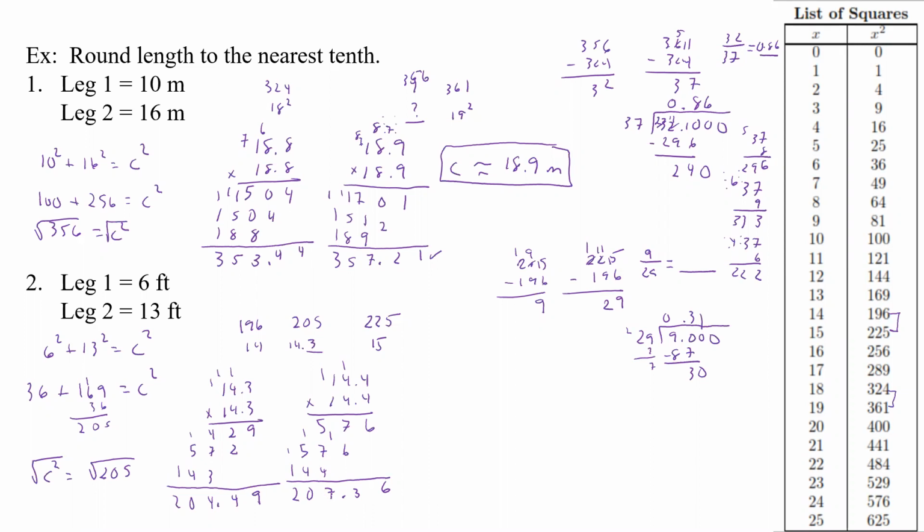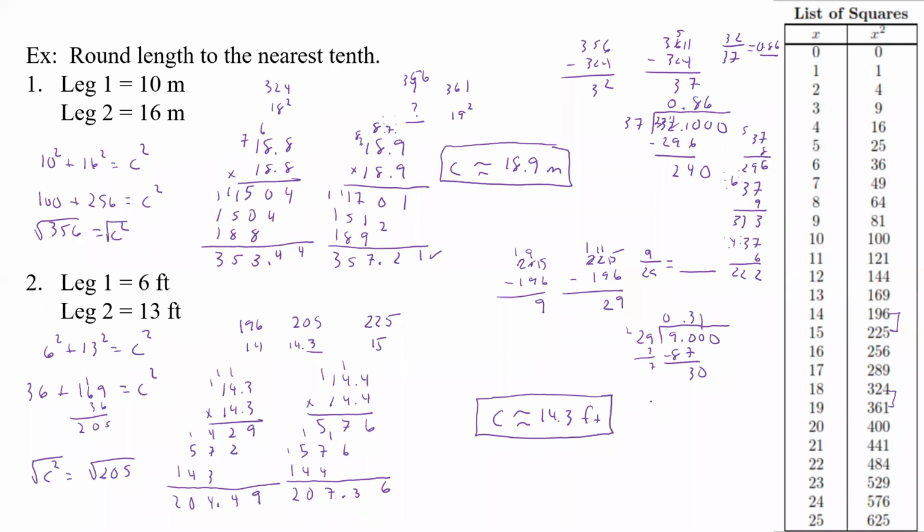So that's too much. That's 2 over. This is just less, a little bit over a half under. And so we're going to say C is approximately 14.3. This time it's feet. And so that is going to be our distance for our hypotenuse.